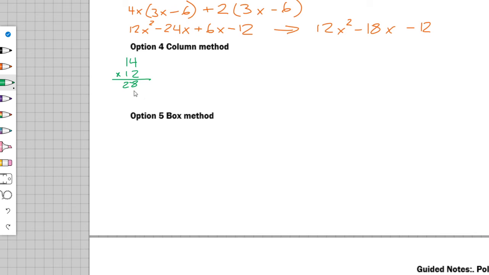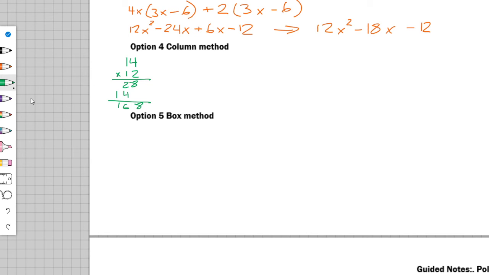Some of y'all may have drawn an X. I drew an X when I was learning it, or some of y'all will draw a 0, so I'm just going to leave this space blank, but then we'll do 1 times 4, which is 4, and then 1 times 1, which is 1, and then we would add and get our answer of 168. You could do the same thing with multiplying binomials or polynomials in general.